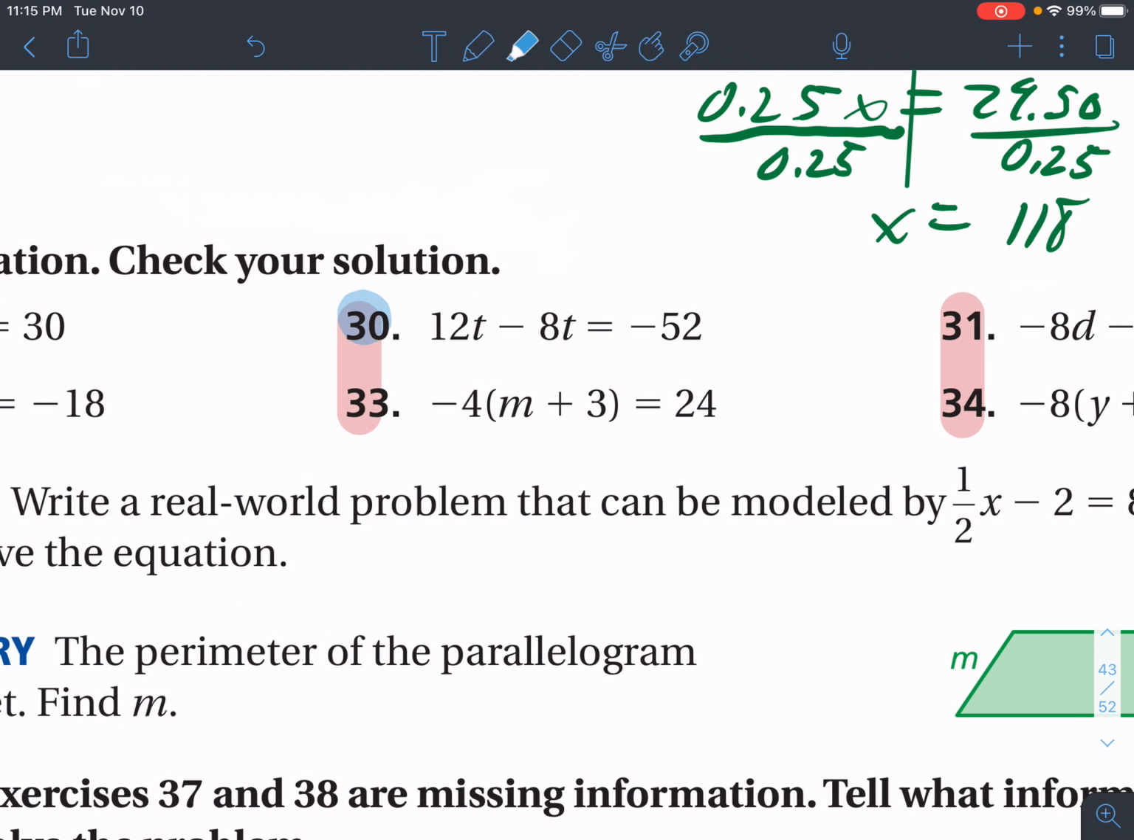Here, we're going to have to combine like terms, right? Because they both have a t right here. So this is 12 minus 8. Well, 12 minus 8 is easy. That's just 4. So this is actually going to be 4t equals negative 52. Oh, that's easy, you guys.